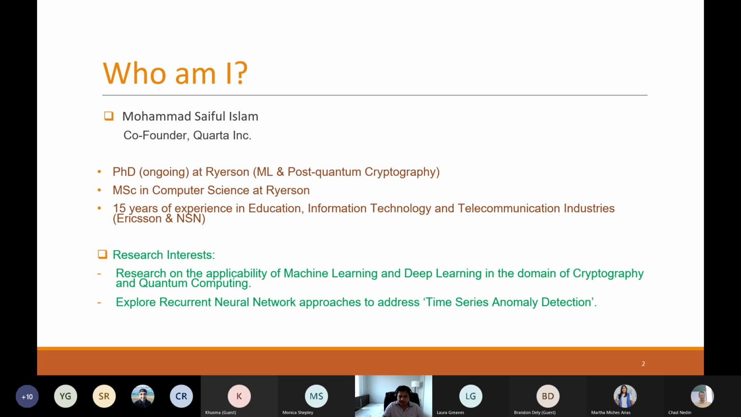Before that, I also explored recurrent neural network approaches for time series anomaly detection, which was my topic in my master's research, but that was for a narrow domain in a cloud platform environment. Now I'd like to expand that research area into broader domains. So in a nutshell, this is who I am.